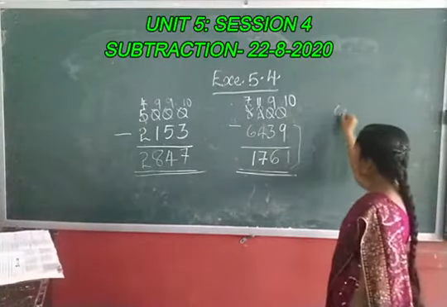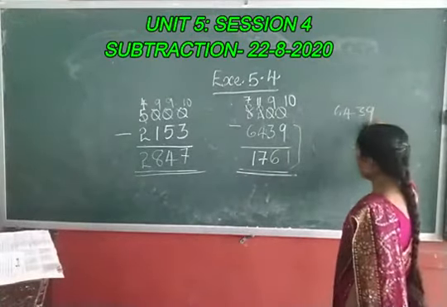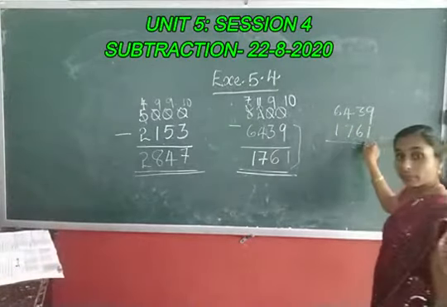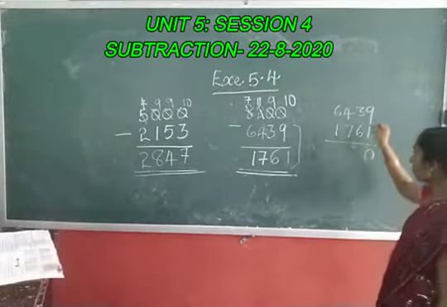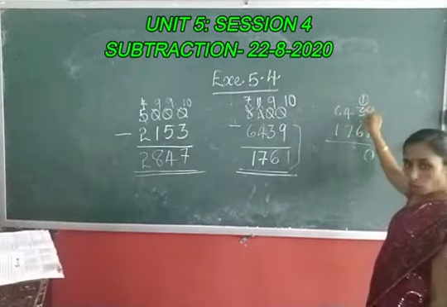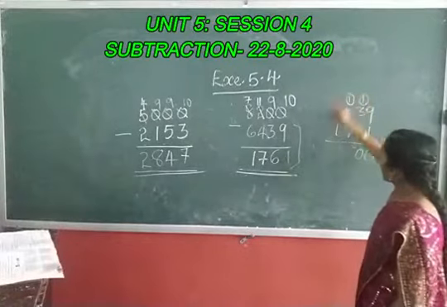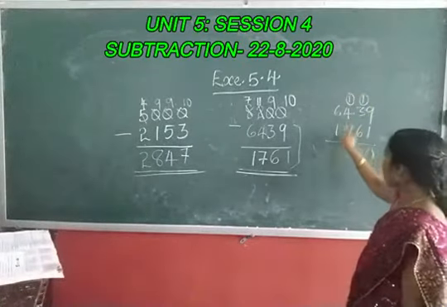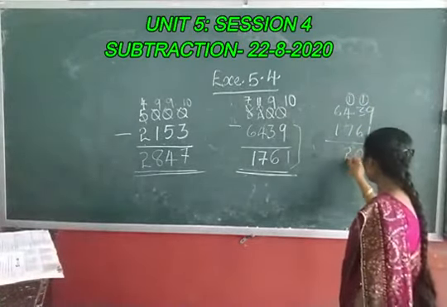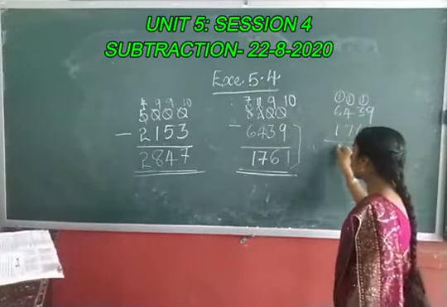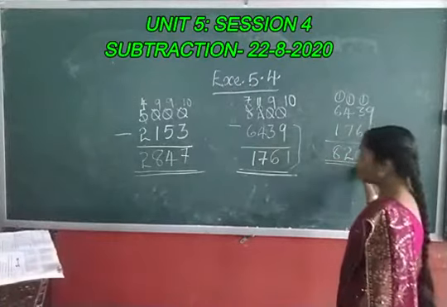6439 plus 1761. 9 plus 1, 10. 1 plus 3, 4. 4 plus 6, 10. Again 1 is carried over. 1 plus 4, 5. 5 plus 7, 12. 1 is carried over. 1 plus 6, 7. 7 plus 1, 8. 8200.